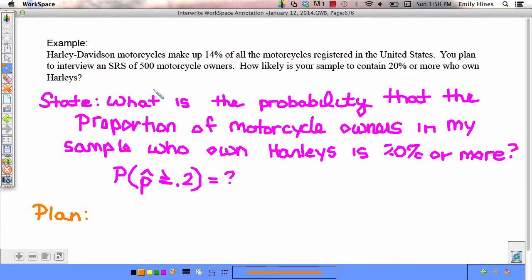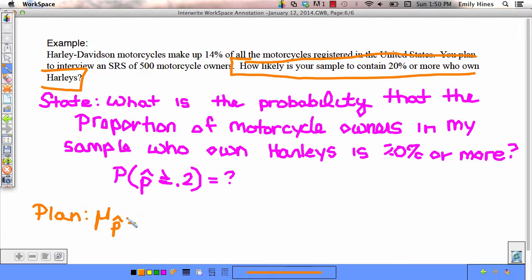I know since I'm asking, how likely is it that my sample does something? If I'm talking about the probability of my sample, that means out of all possible samples, how many times should this occur? Because remember, probability is just long-term relative frequency. So what's the proportion of times that this should happen out of all of the samples? So I need the mean of my sampling distribution, which I know is going to be close to the actual value, so 0.14. I need my standard deviation.